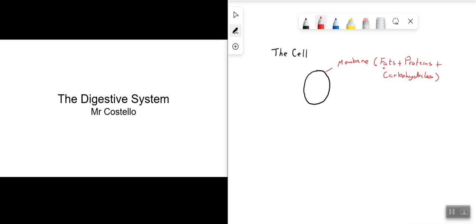So where do the fats, the proteins, and the carbohydrates come from? Well, we get them from our diet, from the food that we eat. So if you think about the fundamental unit of the cell, the membrane is made up of these nutrients of fats, proteins, and carbohydrates. And the membrane controls what goes in and out of it.